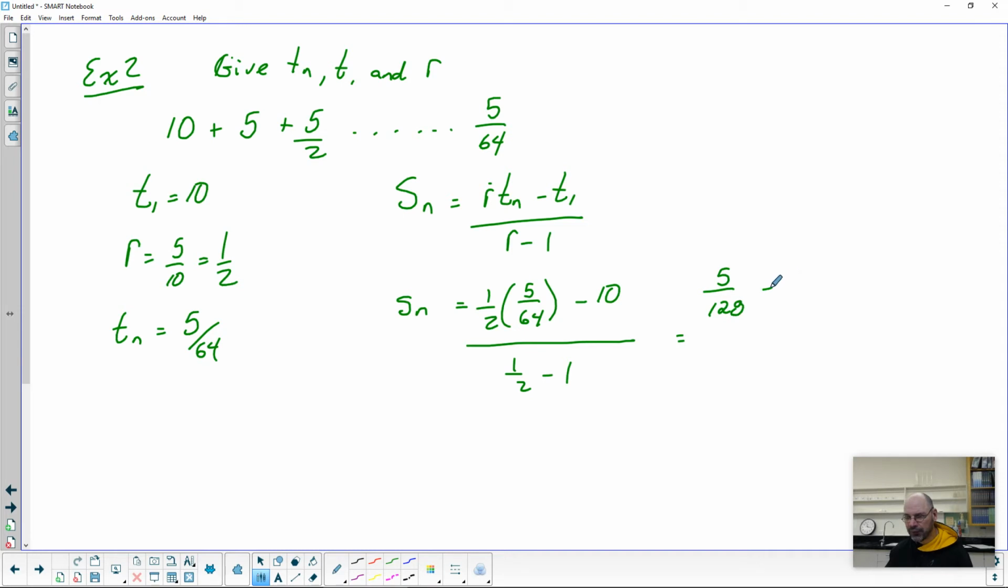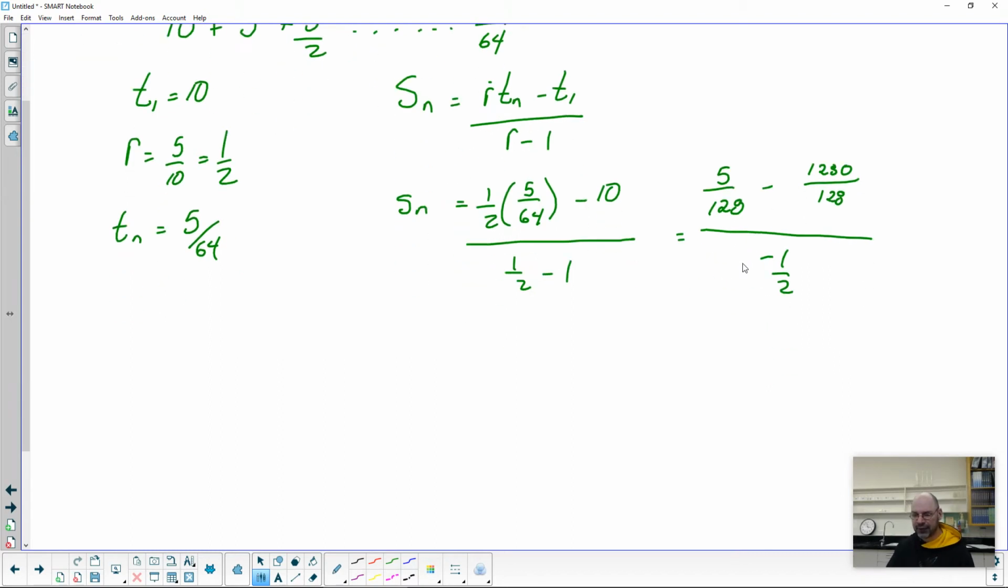minus 10. Now, think of 10 as over 128. So we've got to multiply 10 by 128. So this would be 1,280 over 128. That's 10. All you're doing is taking the bottom part, multiplying by 10, and putting it on top. That represents a 10. 1/2 minus 1 is negative 1/2. Okay, so now our equation is 5 over 128 minus 1280 over 128 divided by negative 1/2.